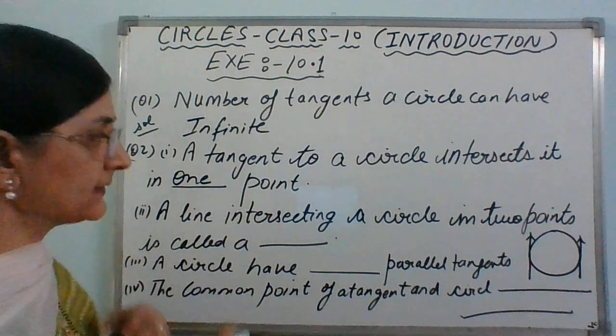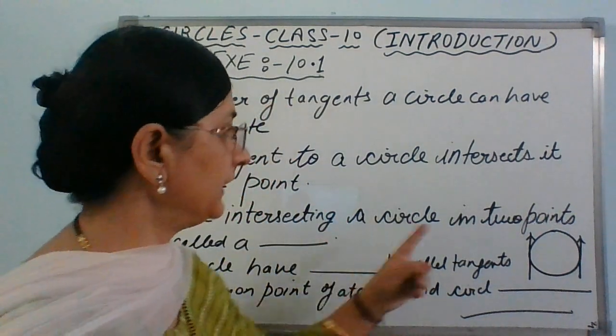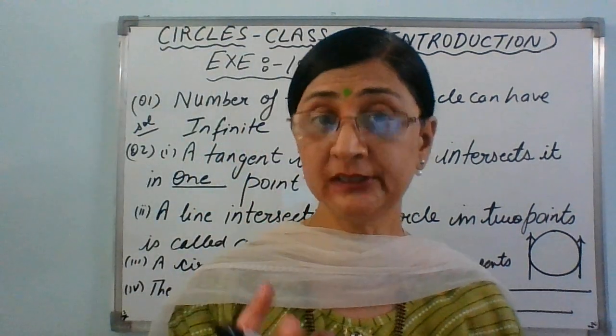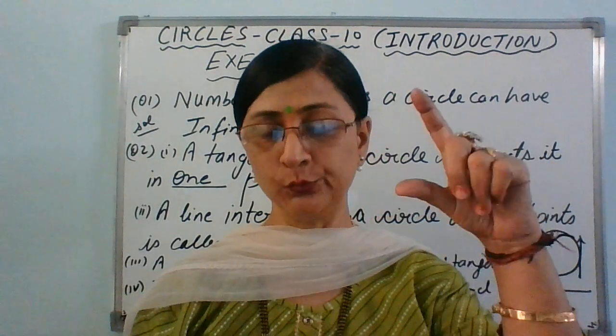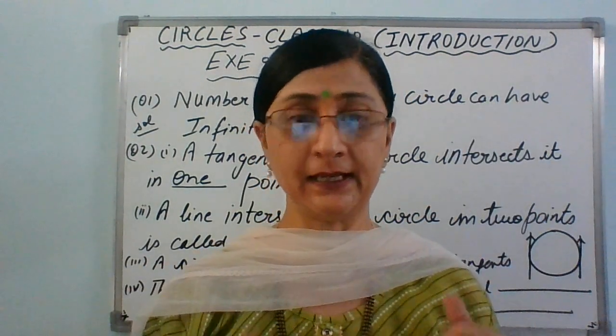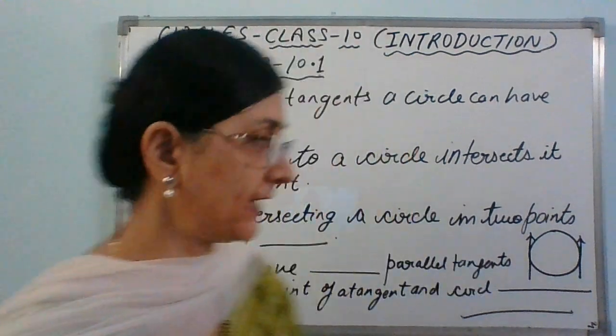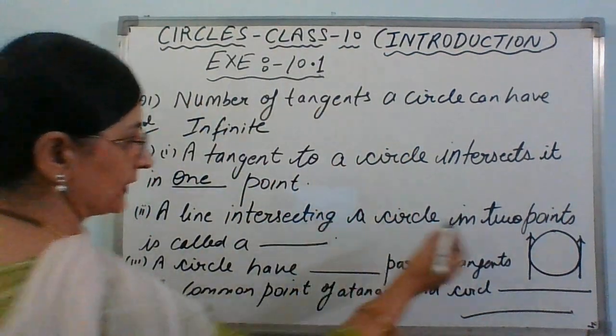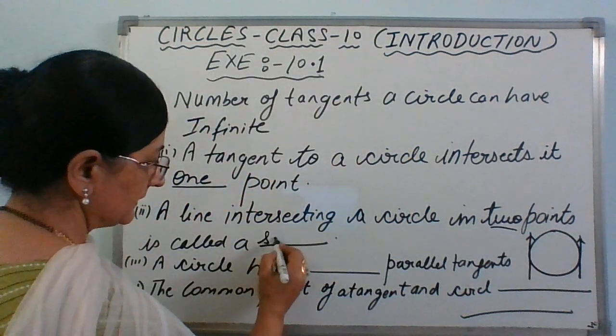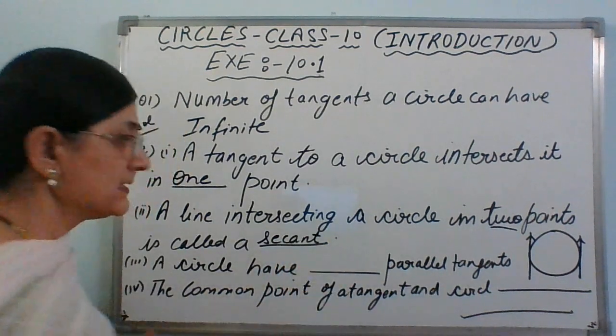Second, a line intersecting a circle in 2 points. I said if the line intersects the circle in 2 points, it is called a secant, and if it touches at one point, it is called a tangent. So here it touches in 2 points, so the answer is secant. We call that line a secant.